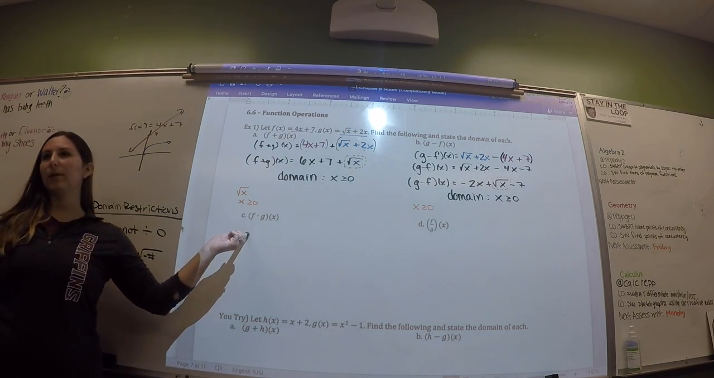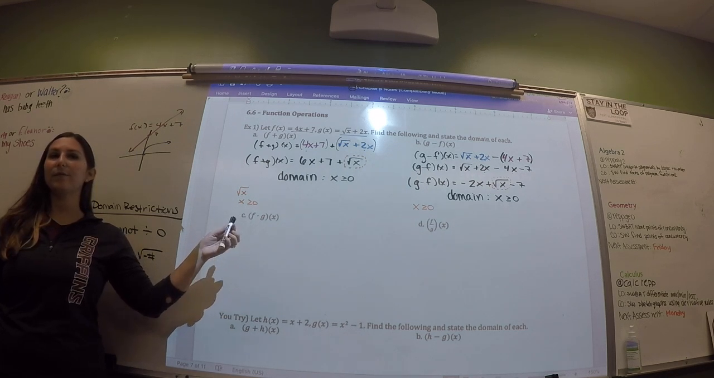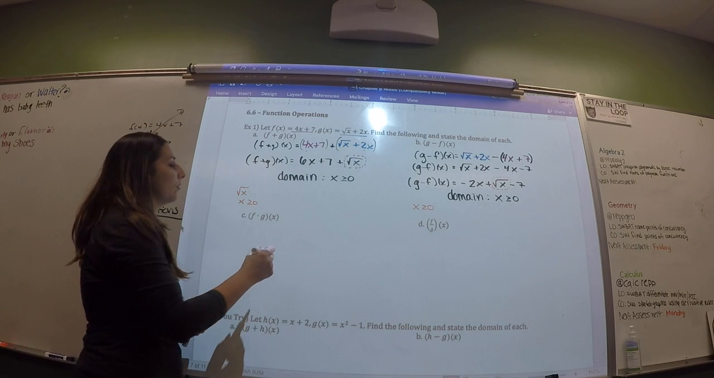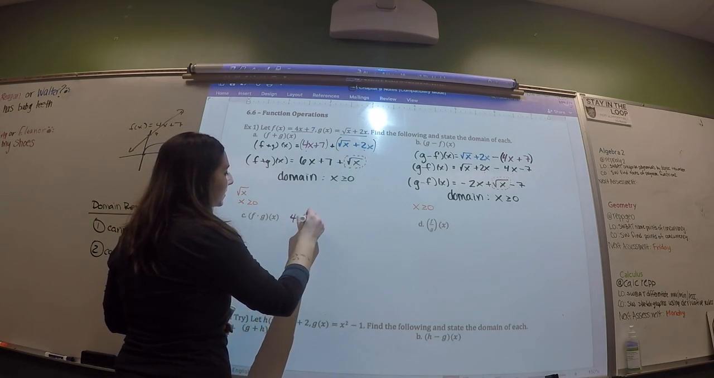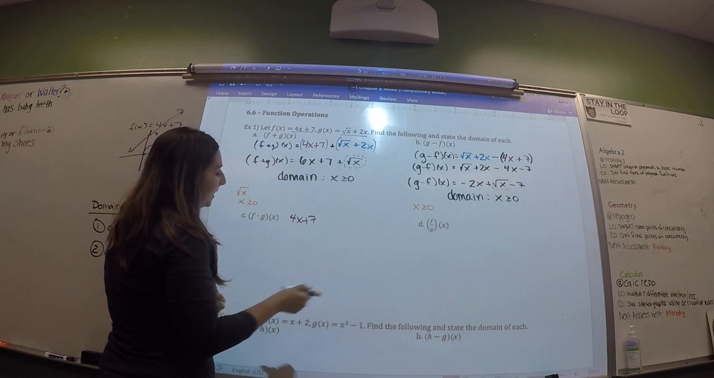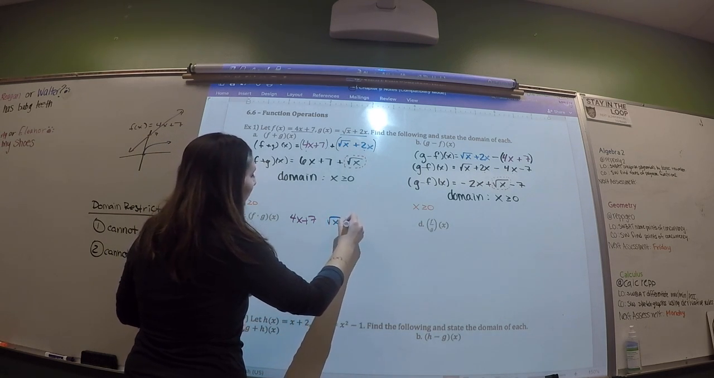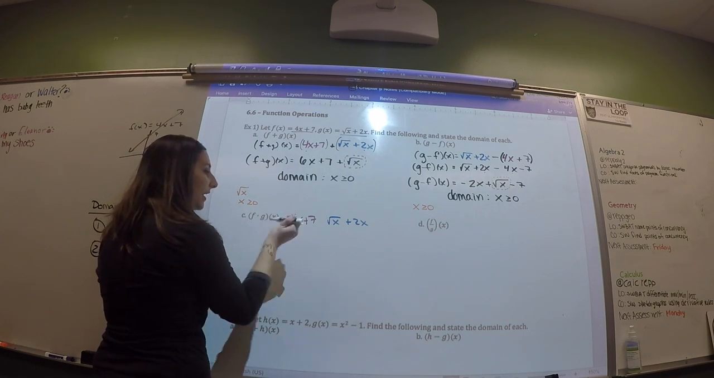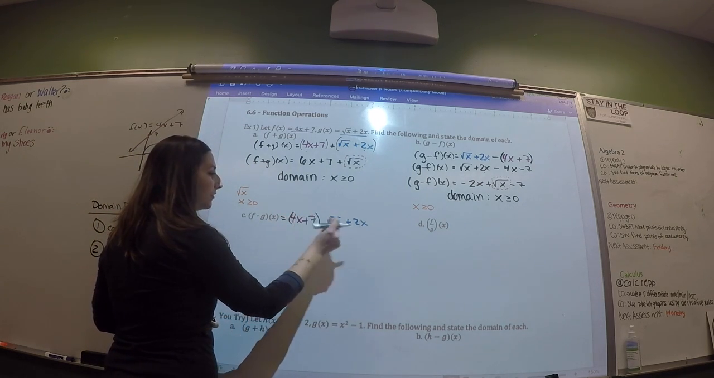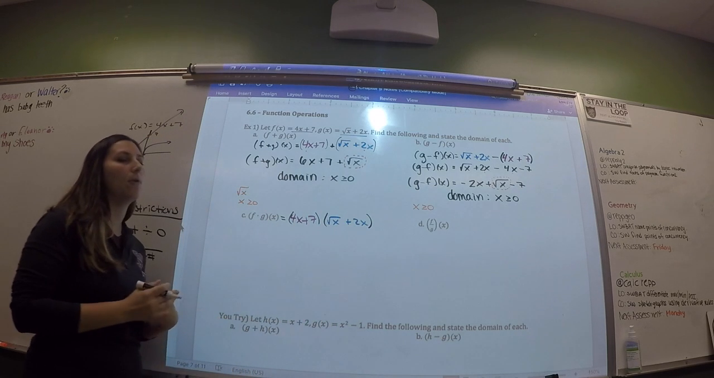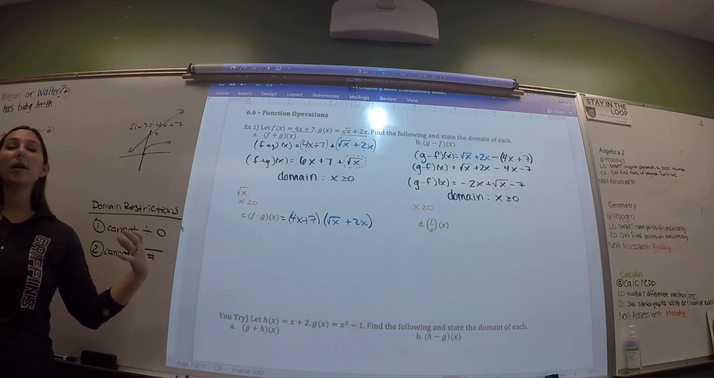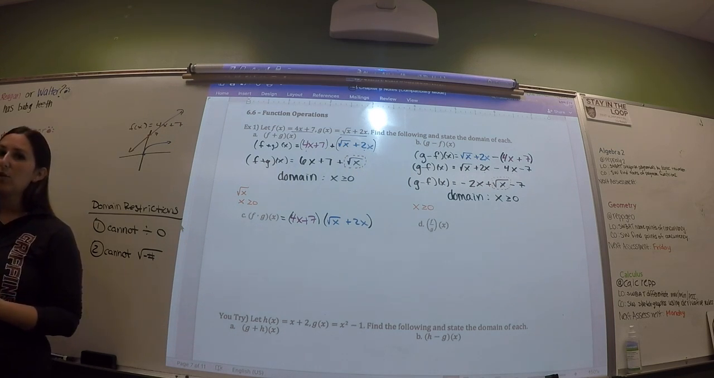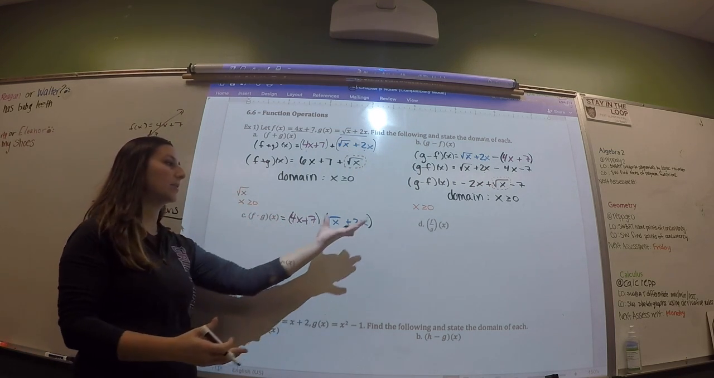Alright, next one is f times g. So we're going to take f, we're going to take g, we're going to multiply them together, and I'm going to put them in the right order. So f is 4x plus 7, g is the square root of x plus 2x. Now, we have two terms here, put that in parentheses. If you don't put it in parentheses, then you're not taking all of f and multiplying it by all of g. You're just taking parts of them. So you want all of f times all of g.